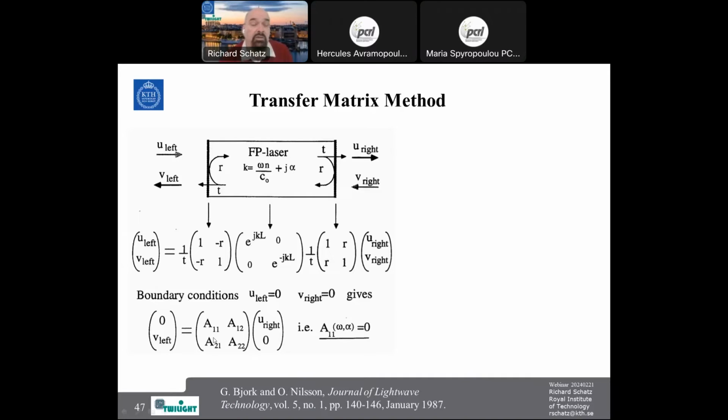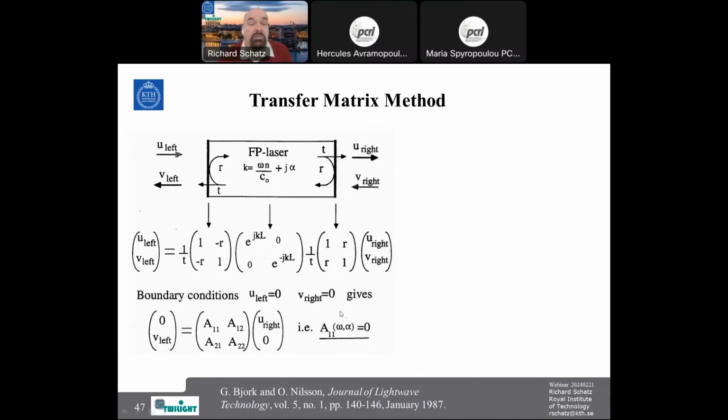And then you see that the boundary condition is that in order to have lasing, we should not need any ingoing waves into the laser. We should get outgoing waves without ingoing waves. It means that U left and V right here should be zero. And if we put that in here, we see that in order to fulfill this, A11, this matrix element, needs to be zero. Otherwise, we don't get zero here.